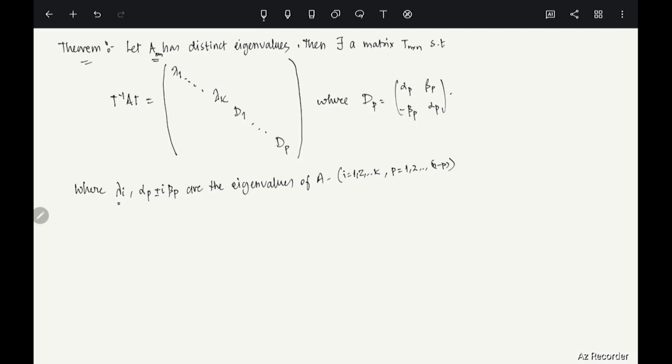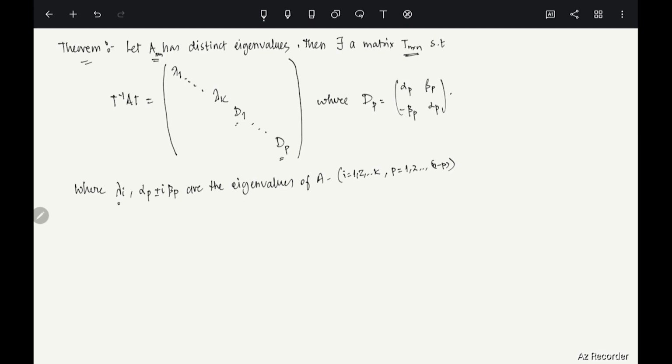Now what we are trying to suggest here is this. See that A may be a complicated matrix, right? But if it has distinct eigenvalues, then you can have a change of variable. So this actually determines the change of variable T, such that T inverse AT will look very much like a diagonal matrix. It may not be fully diagonal, because you see these d1, d2, dp are like block matrices, but more or less very much like a diagonal matrix.